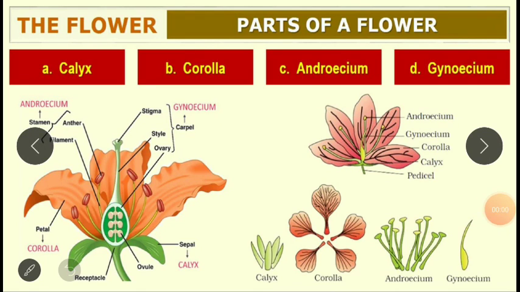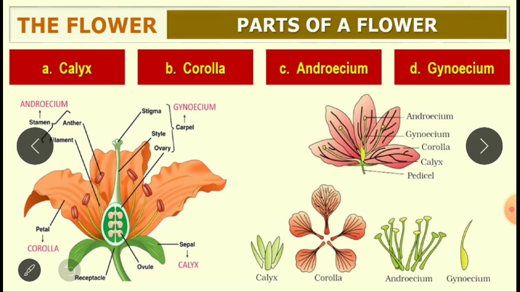Hello dear students, we are studying Chapter 5 Morphology of Flowering Plants from Unit 2, that is Structural Organization in Organisms. In my last video, we have studied about the inflorescence. We saw the two types of inflorescence, that is racemose and cymose, after which we started with the types of the flowers.